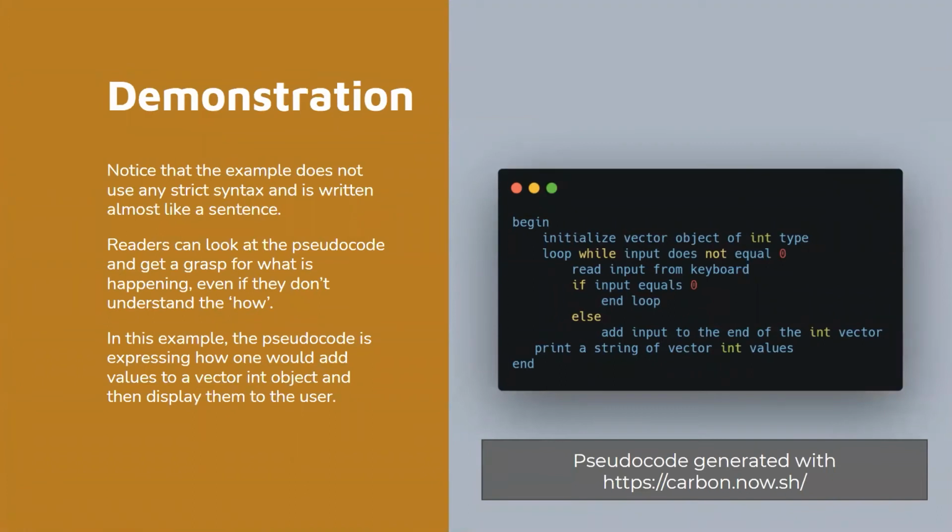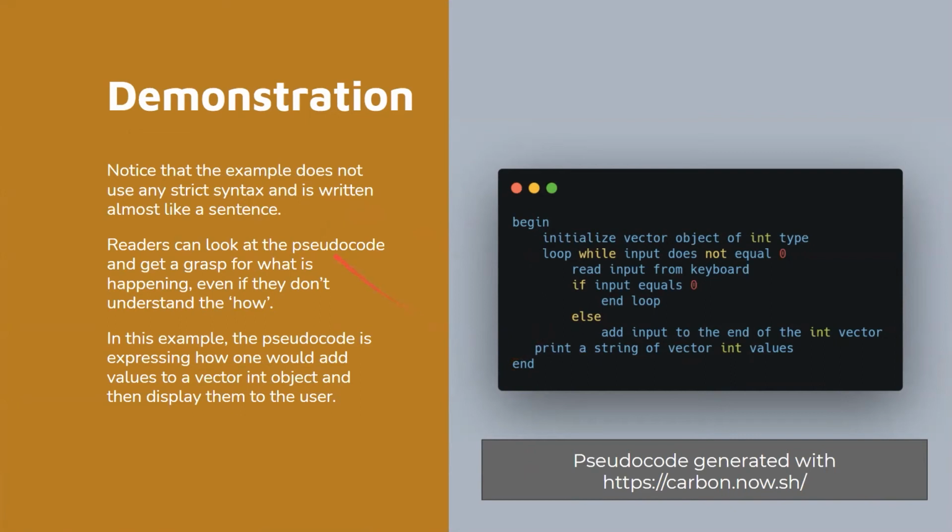What we have over here is a very basic syntax for some pseudocode where a vector object is created and then looped through with keyboard inputs to create objects in the vector array. And then after that, they add the values of the vector presented to the user. The example does not use any strict syntax, as you can see. The word begin is just a very vague word that shows the beginning of the program, and end shows the ending of the program. And it's written almost like a sentence.